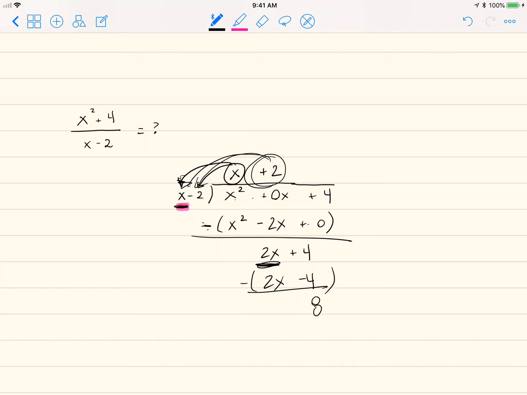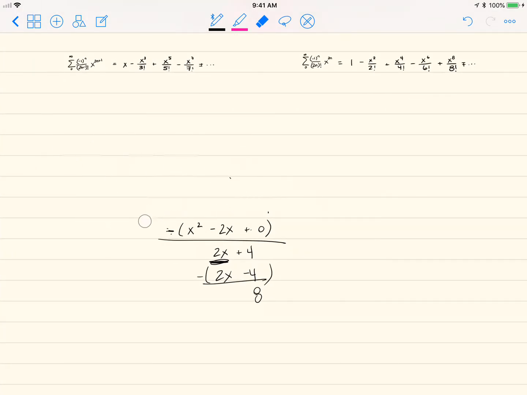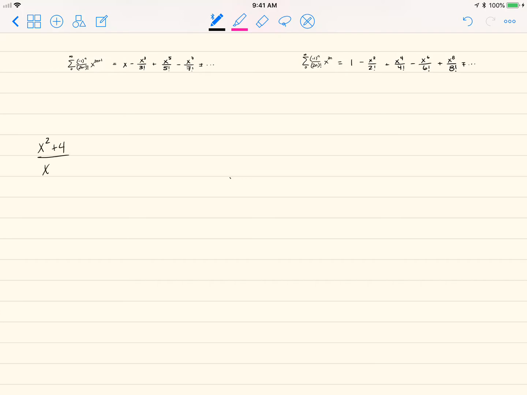So then our quotient is: x squared plus 4 over x minus 2 is equal to x plus 2 plus 8 over x minus 2. All right, so that's just a quick reminder, and that is the procedure that we're going to use here. So in my numerator, remember, if we had x squared plus 4 over x minus 2, then we put x minus 2 into x squared plus 4.